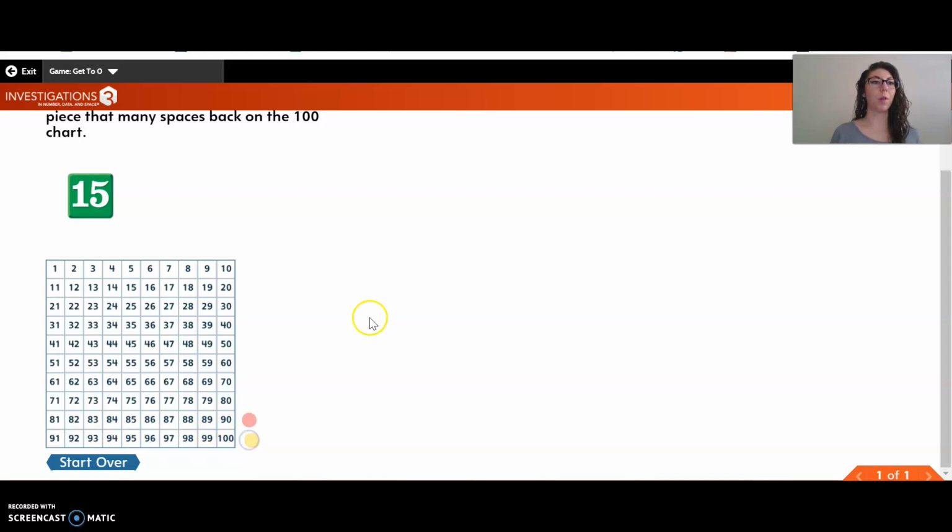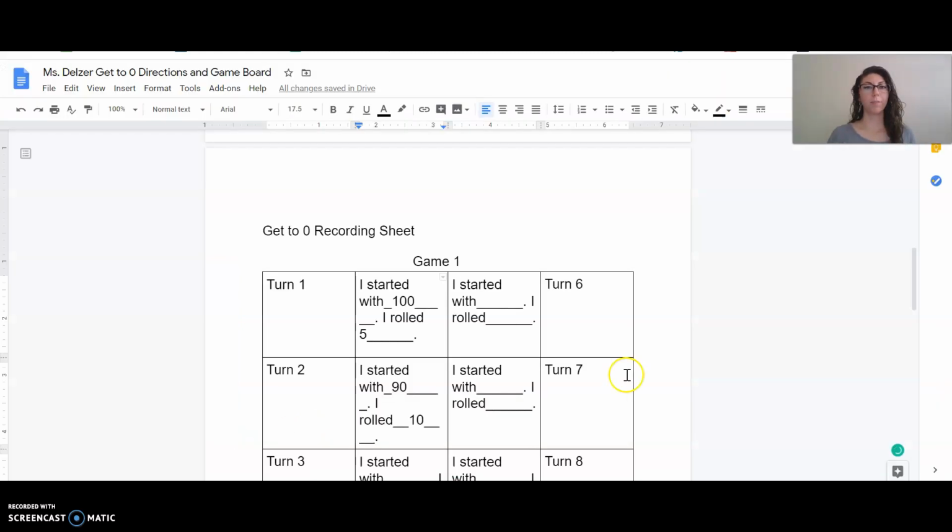For Get to Zero, you will also need this game board and a partner. One partner is going to be your red counter and one partner is going to be your yellow counter. You're going to always begin at 100. So begin at 100 and then roll this dice. You got 5. You're going to count back or subtract 5. 1, 2, 3, 4, 5. You got 95.